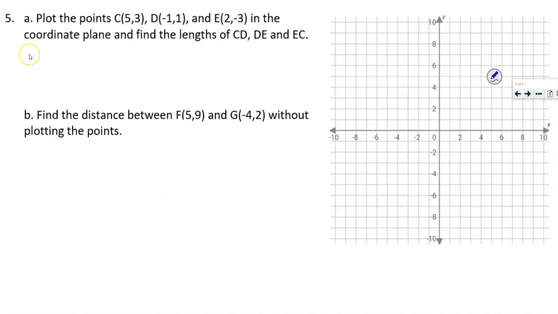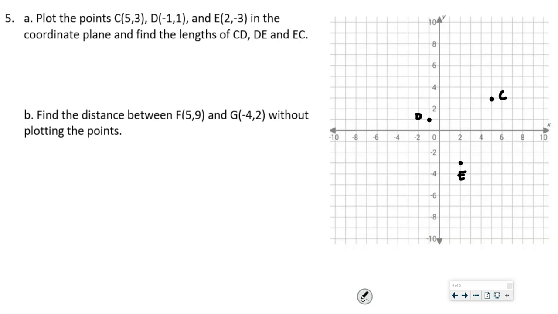All right, so on this next one, it says plot a point C (5,3), D (-1,1), and E (2,-3) in the coordinate plane and find the length of CD, DE, and EC. Okay, so let's just go ahead and plot all these points. So C is 5,3. 5,3 is right there. Let me move this stuff out of the way. So that's going to be C. Then we've got D, which is at -1, 1. That's our D right there. And then we've got E, which is at 2, -3 right there.